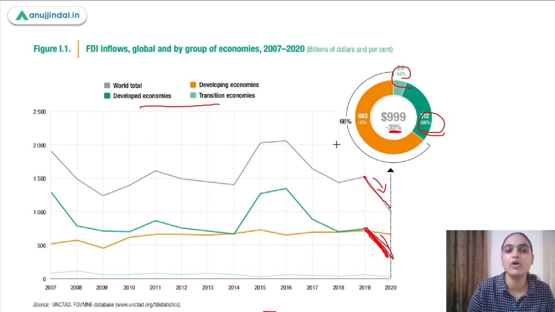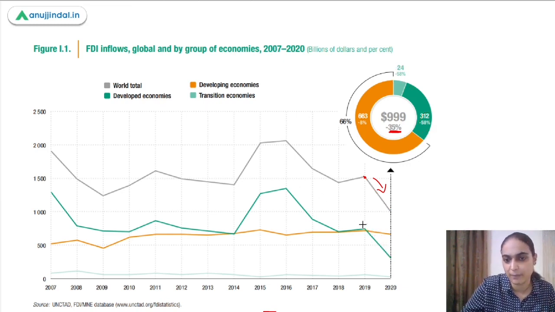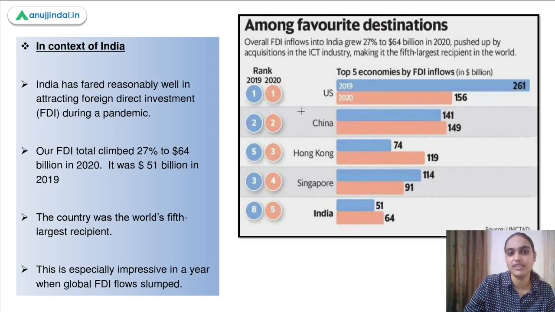Then talking about developing economies, the fall has been very small. So this yellow line shows the fall in developing economies, which is a very minute fall, around 8% vis-a-vis the developed nations. Okay. Talking about India, as I've already told you, India has done fairly well in terms of attracting FDI even during the pandemic.